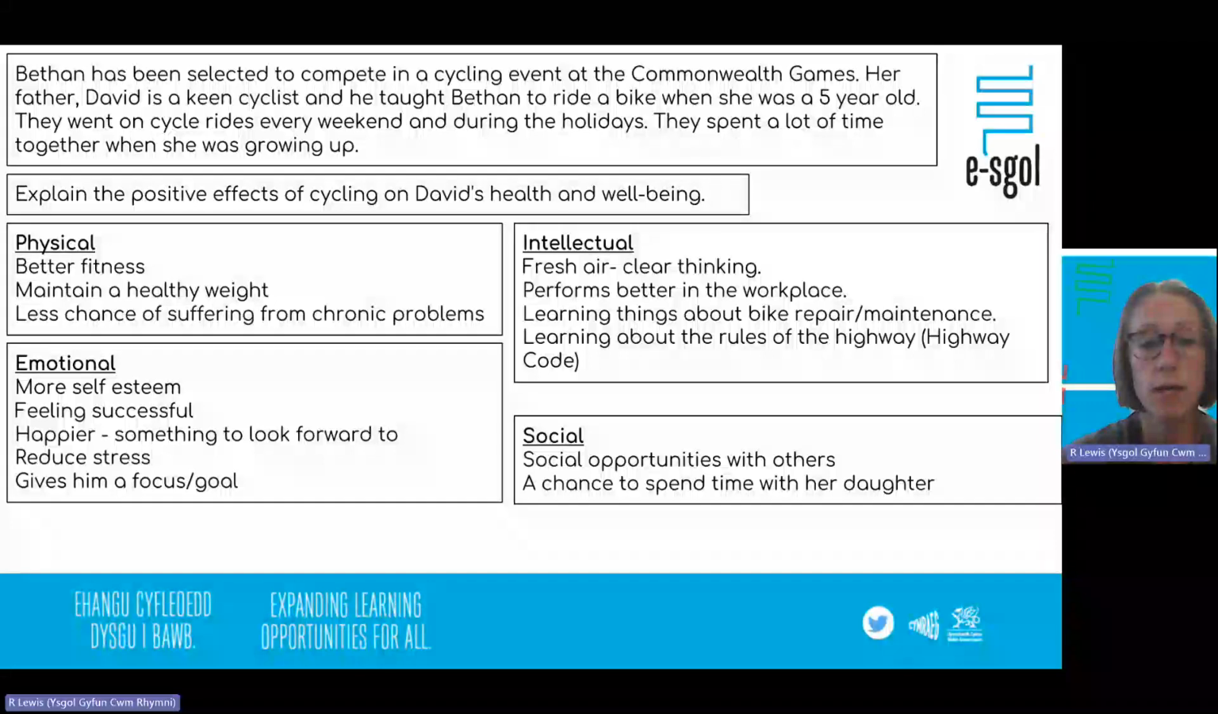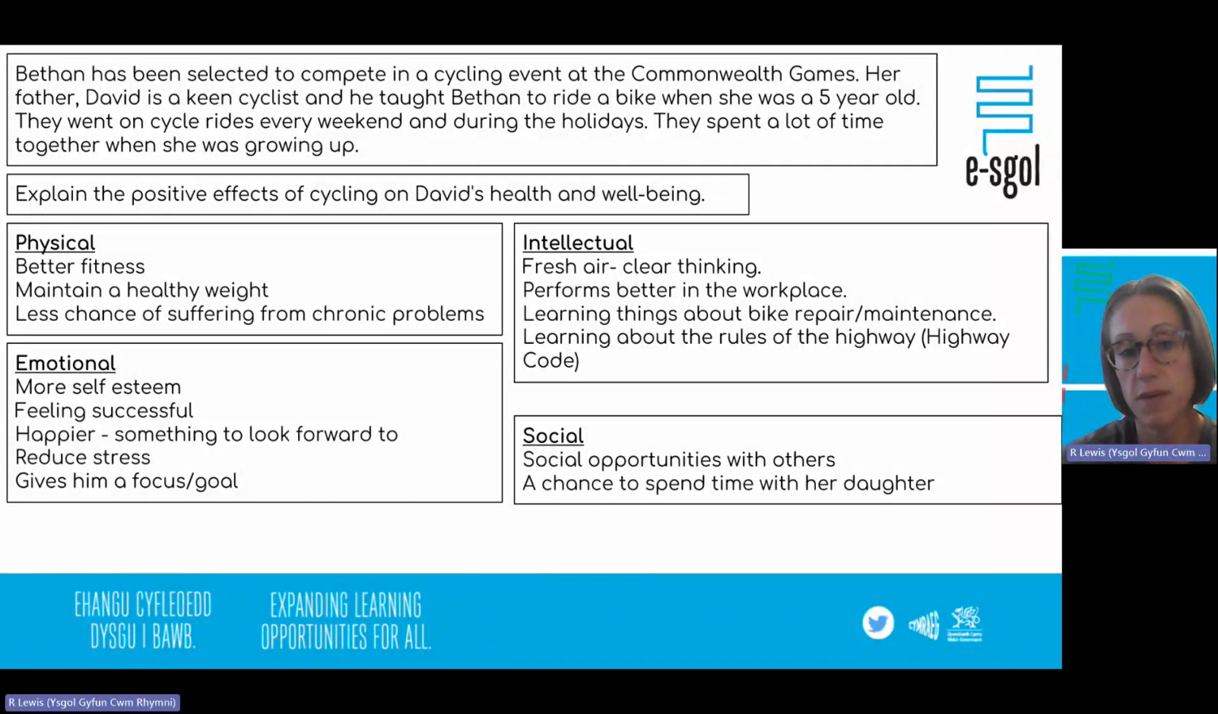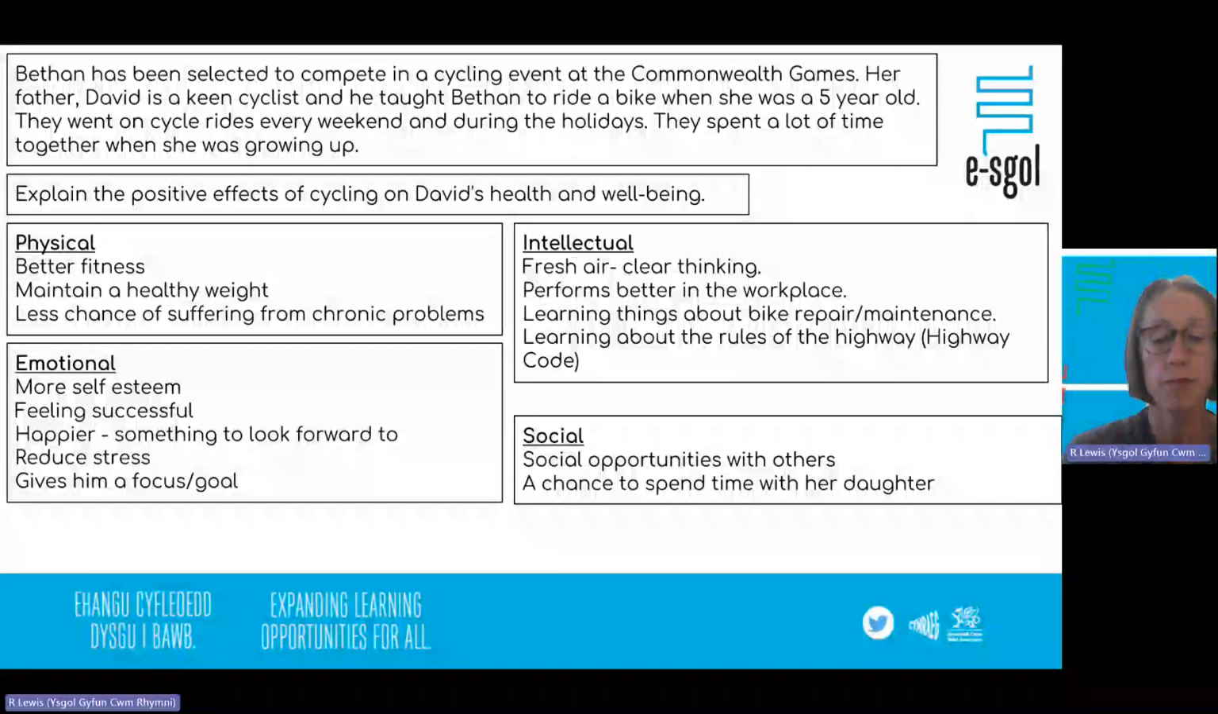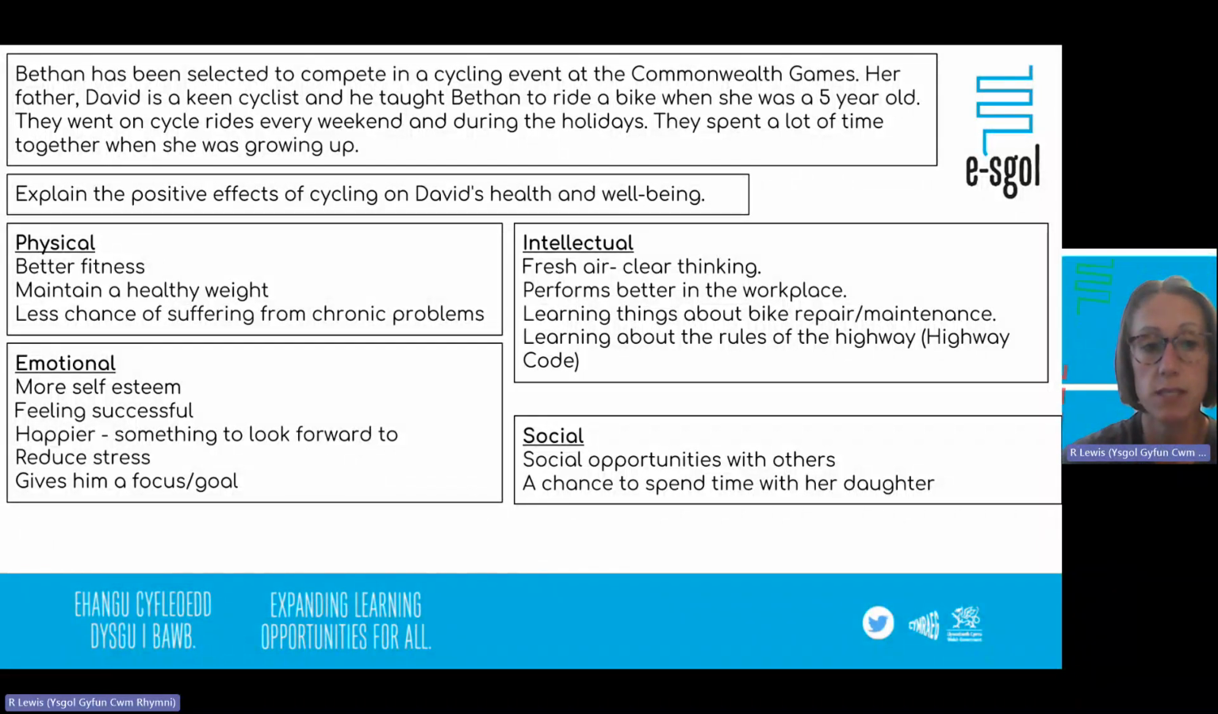Okay. So in this question now, we need to think of a clear structure. Do you have enough content to allow you to explore different avenues on the positive effects of cycling on David's health and well-being? And perhaps what I would encourage students to do is, okay, can we think of the physical benefits of David's health if he was to obviously cycle? So what we'll be looking at here is he would obviously have an increase in his fitness levels. He can be maintaining a healthy weight, and hopefully then he would avoid suffering from chronic problems in the long term.